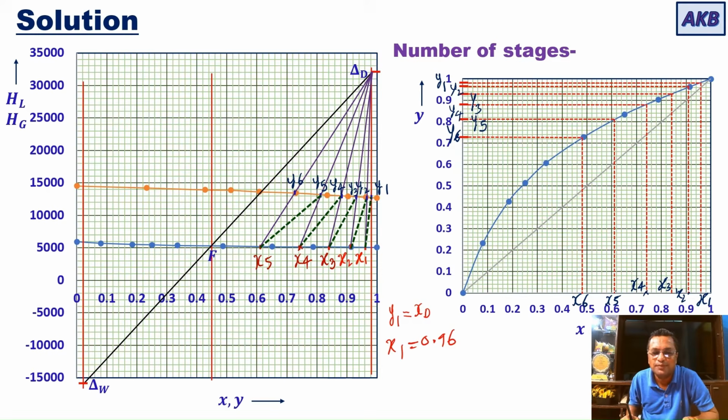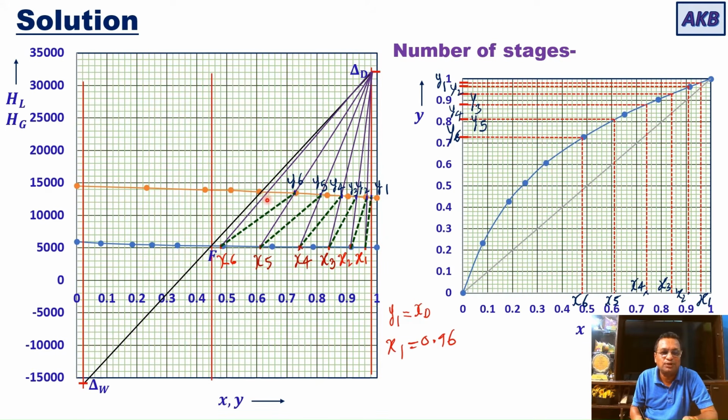You can read. Now come back to the enthalpy concentration diagram. Locate X6 over here, 0.48. Then draw the construction line from X6 to delta D, and then connect X6 and Y6 with the tie line. So this is how you are going to get the tie line. In the process, we get this point.